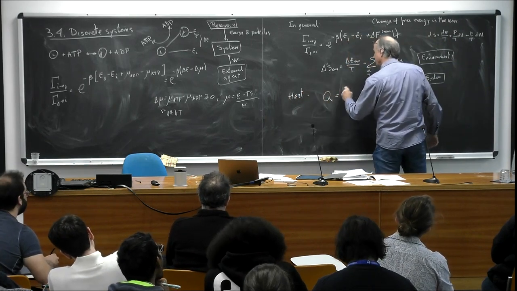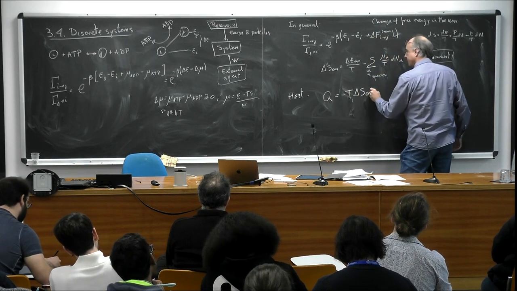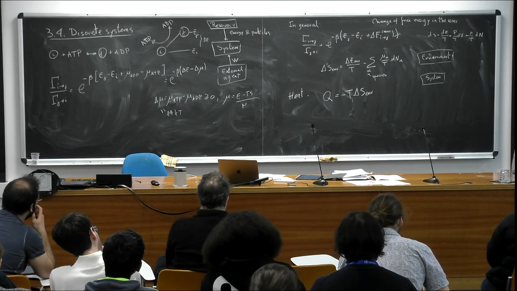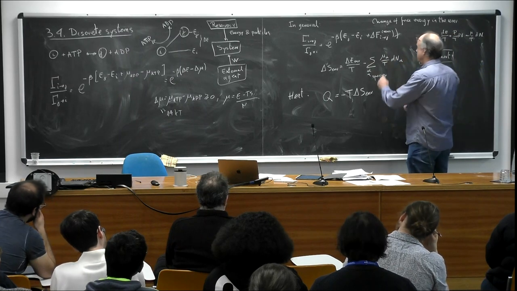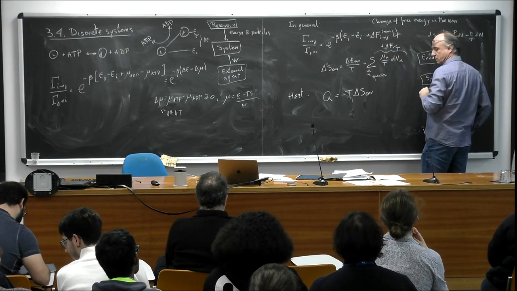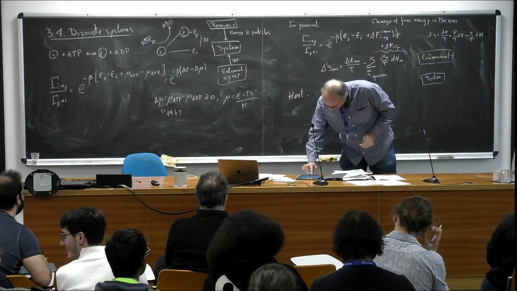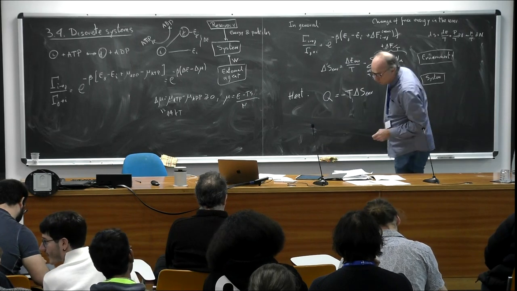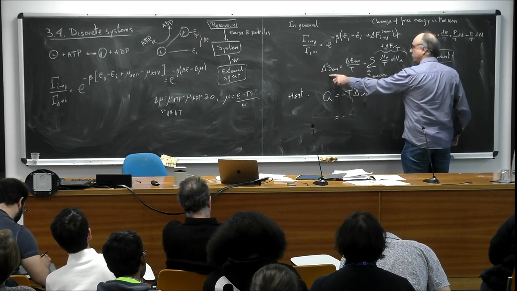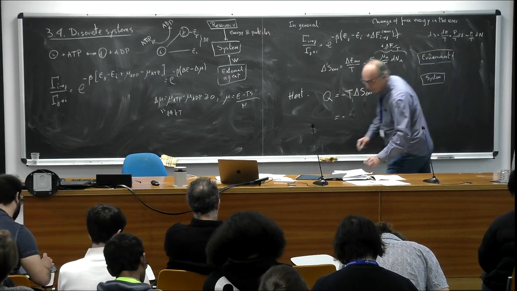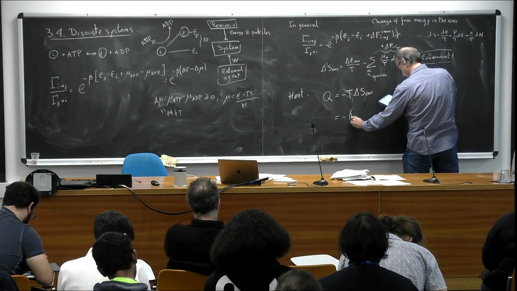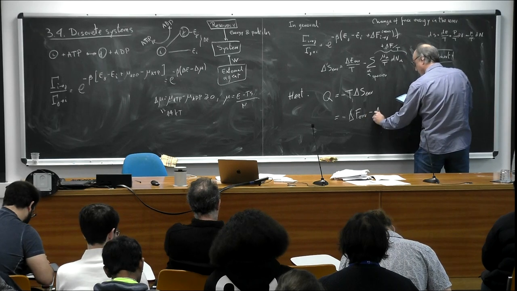In thermodynamics, I've said it before, the heat is defined like that. In a process, the heat is the energy that modifies the entropy of the environment. So if I put this here, you see that this is delta F of the environment divided by T. So if you put this here, you see that the heat multiplied by T is delta F minus delta E.